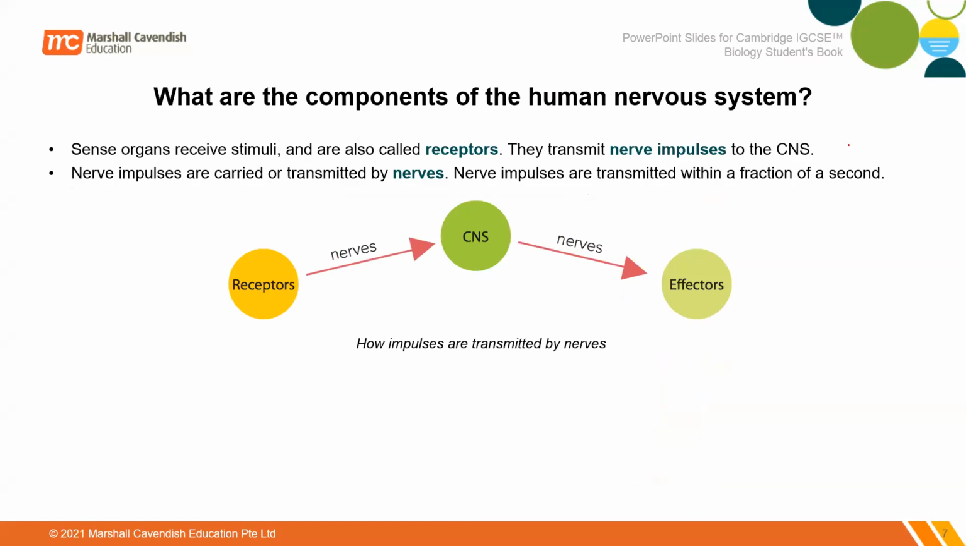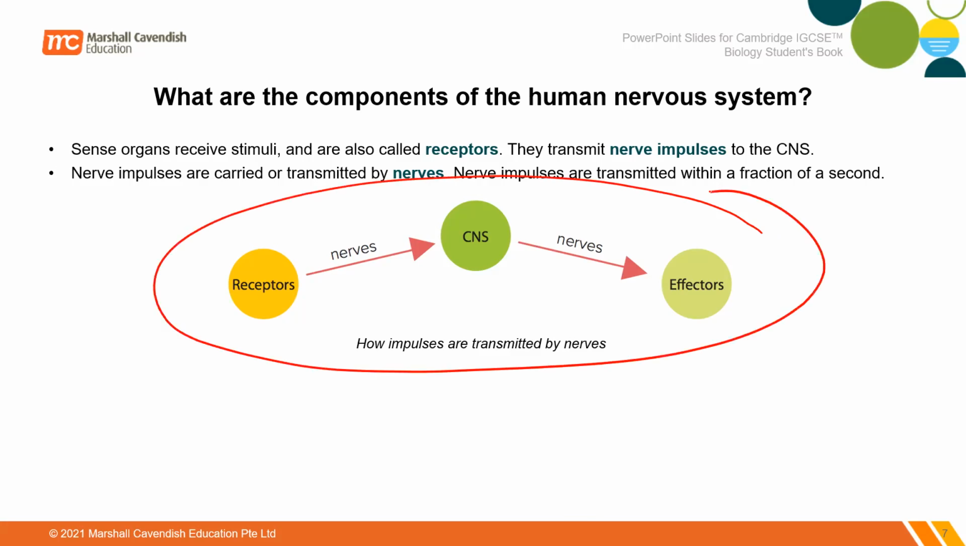We took the example of how the sense organ receives stimuli, how it transmits all of the nerve impulses, and how the action will be taken by the effector. So if you understand this diagram, you will understand every single slide coming.